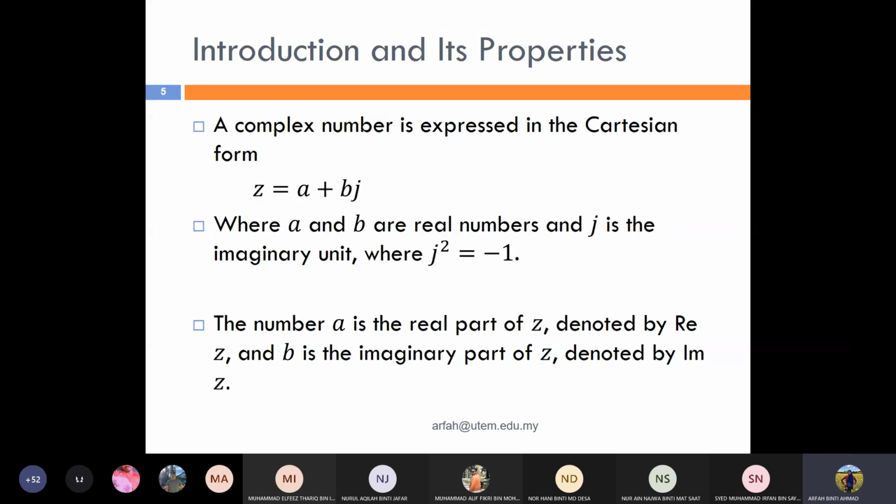Okay. So a complex number is expressed in the Cartesian form where the equation will be z equal to a plus bj, where a and b are the real numbers and j is the imaginary unit. Ni betul kan dekat slide saya tu saya letak I kan, the j. Salah type tu. Okay. So you correct this one. Okay. A and b are the real numbers, dan j ni adalah dia punya imaginary number. Yang mana j kuasa 2 sama dengan negatif 1.